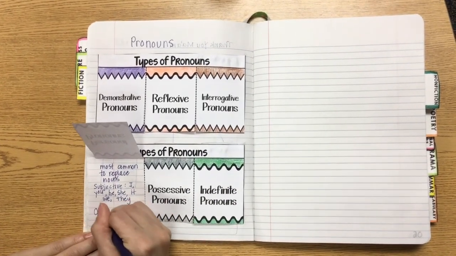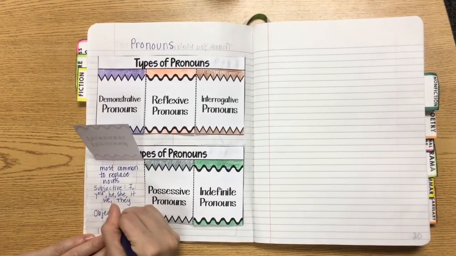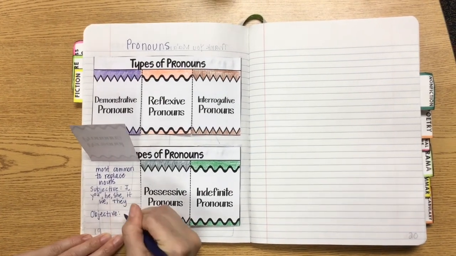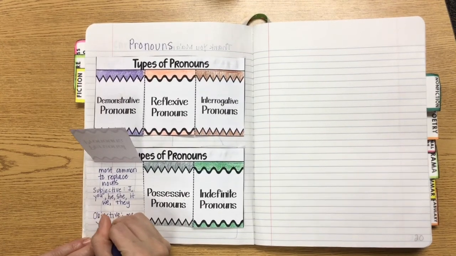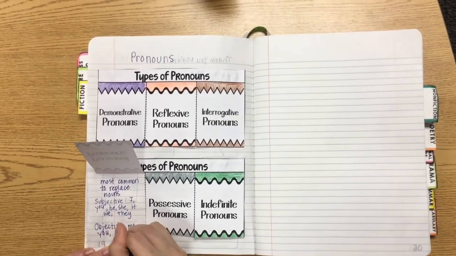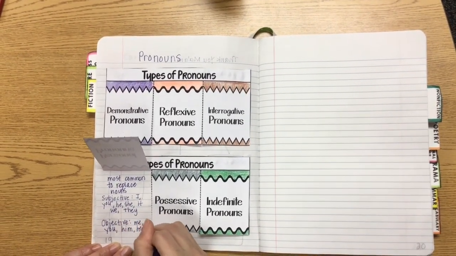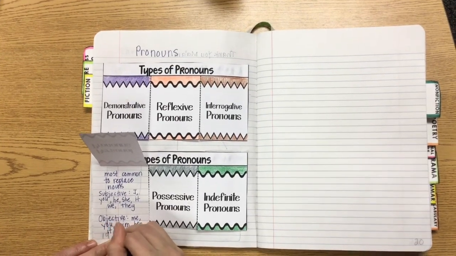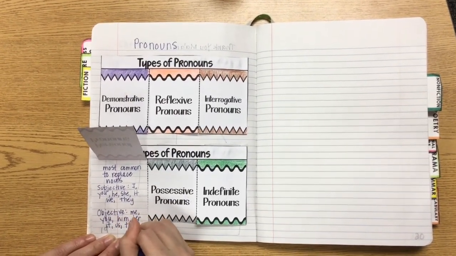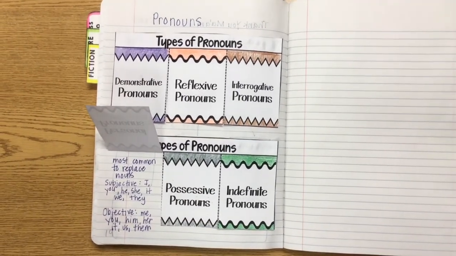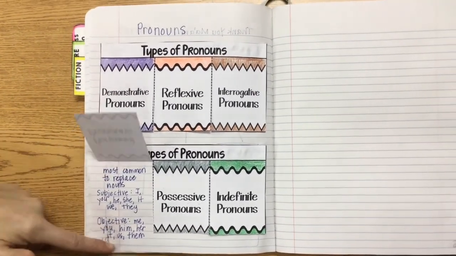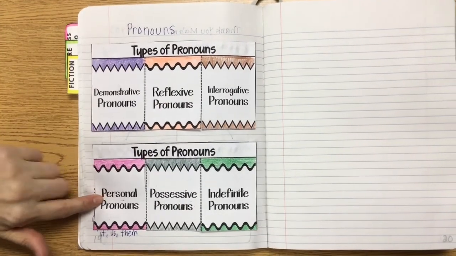So then I'm just going to write objective. And then the common objective are going to be me. You is another one that can be either one, him, her, it, us, and them. So these are actually probably 75% of all pronouns. The most common, they're personal pronouns.